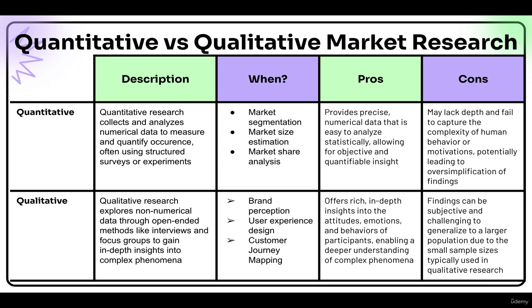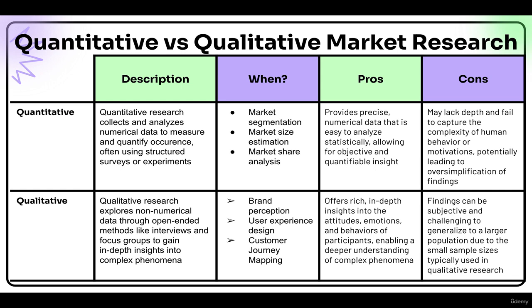So quantitative research collects and analyzes numerical data to measure and quantify occurrence, often using structured surveys or experiments. Meanwhile, if we're talking about qualitative, it explores non-numerical data through open-ended methods like interviews and focus groups to gain in-depth insights into complex phenomena. Okay, so if we're talking about quantitative, we're dealing with numbers, we're dealing with data, right? But if we're talking about qualitative, we're dealing with opinions. Okay, so that's the main difference between quantitative and qualitative methodology.